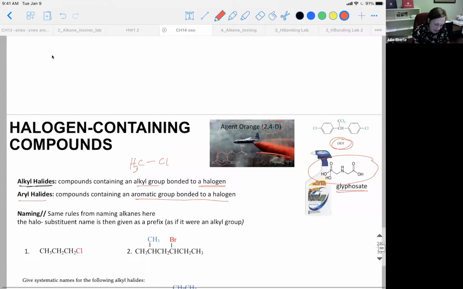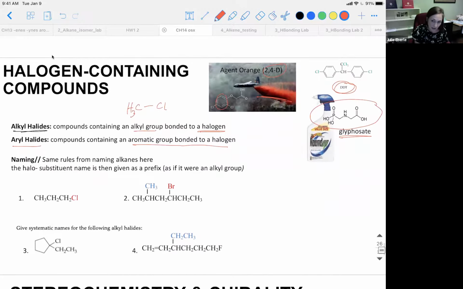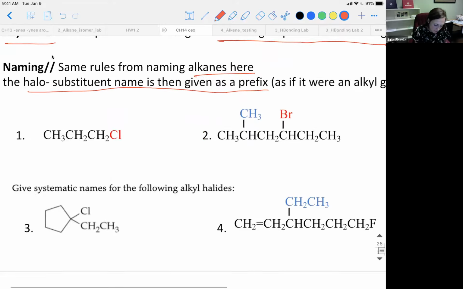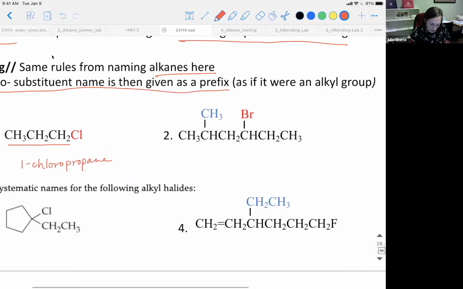Okay, naming, same rules from naming alkanes apply here. But the halo substituent is then given as a prefix, as if it were an alkyl group. So, for example, number 1, we have a 3-carbon chain. This is propane. So it's just 1-chloropropane. The 1 telling us where the chlorine atom is bonded.